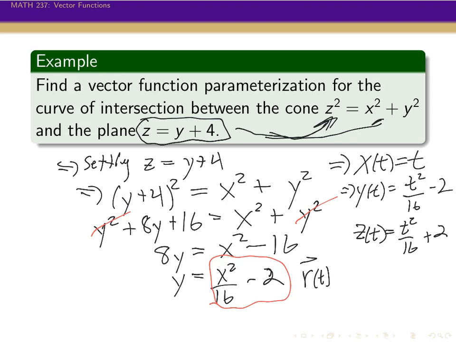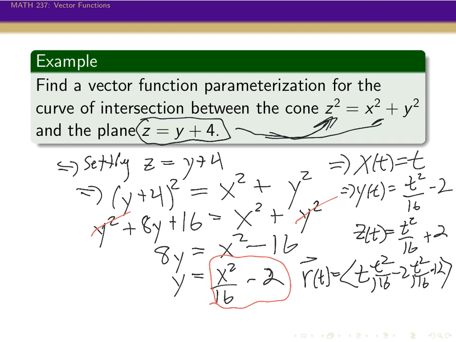Right? And so then that's going to give me my parameterization of the curve. So r of t is t, t squared over 16 minus 2, t squared over 16 plus 2. And so what actual shape is this curve? Well, this curve actually is a parabola. I know it's not an ellipse because x is going to keep going out forever. It's never going to wrap back onto itself.